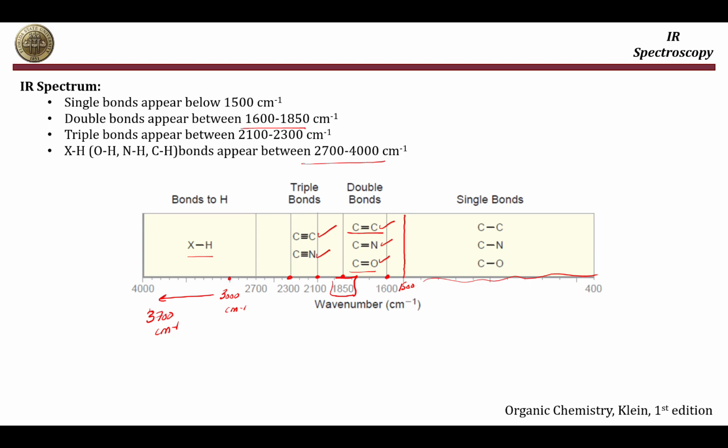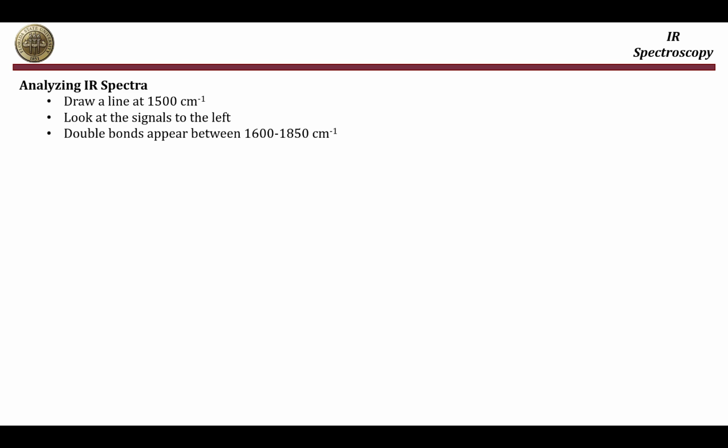So how can you read an IR spectrum? Let's say I gave you an IR spectrum. How can you read it? How can you identify the different functional groups that exist in a compound using this IR spectrum? Let's start with the first thing you should do, which is you have to draw a line at around 1500. And now look at the signals which are to the left of this line. If you have signals between 1600 and 1850, this is telling you that you have a double bond.